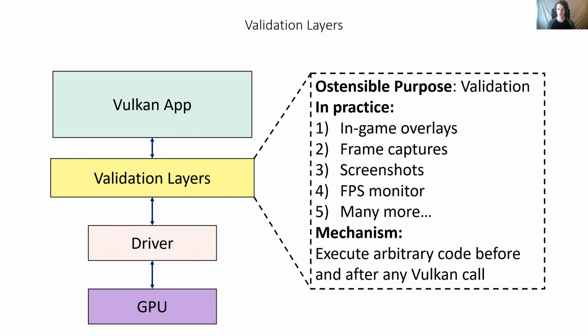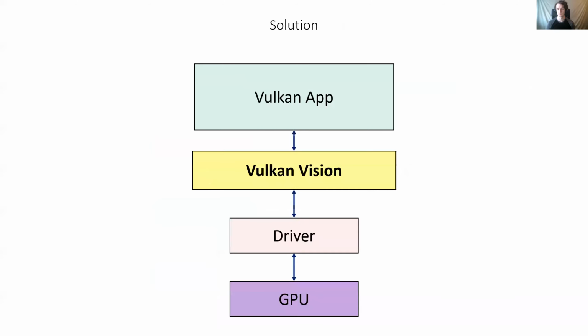And the mechanism that drives all of those different applications is that validation layers let you execute arbitrary code before and after any Vulkan call. So you're able to get a complete log of the application execution, and you're even able to therefore modify code before it reaches the driver.